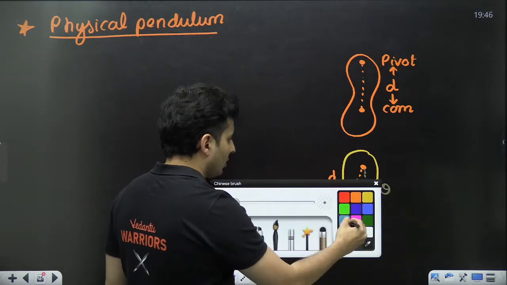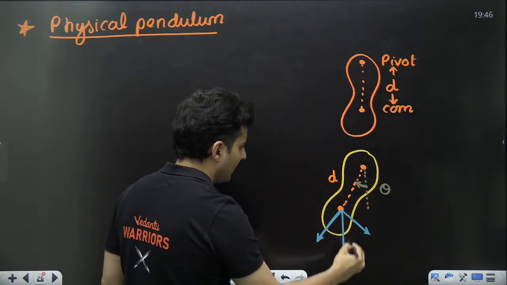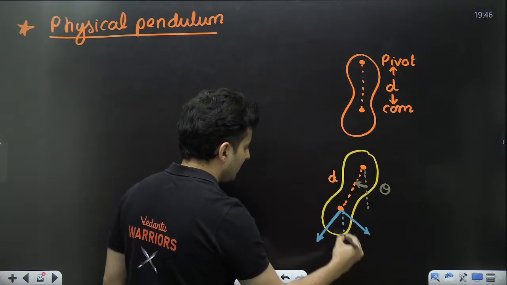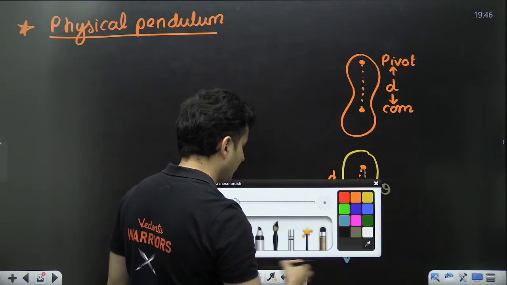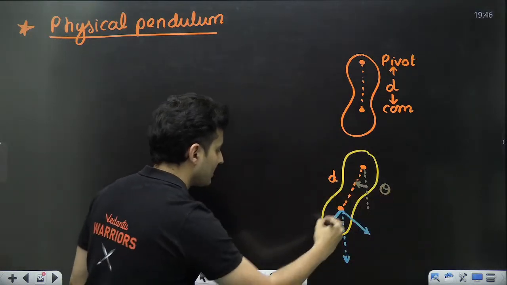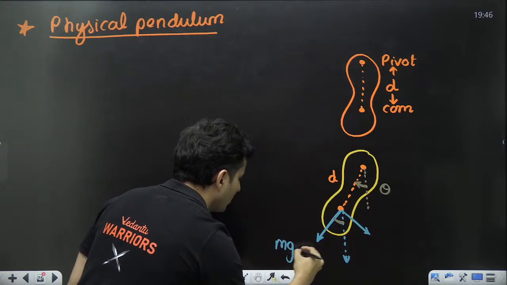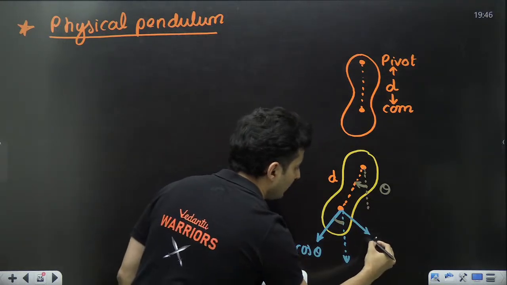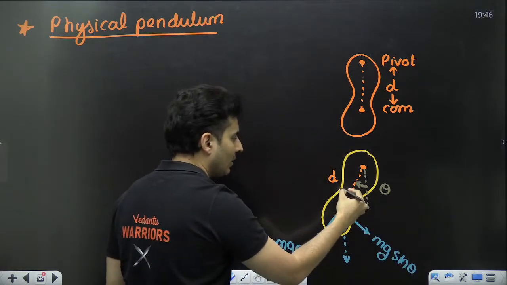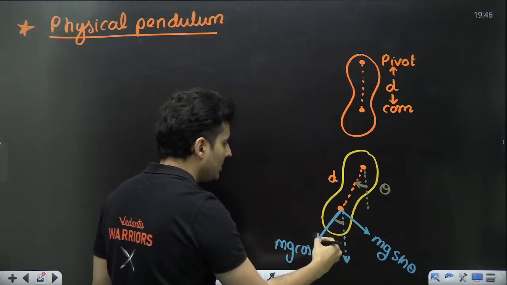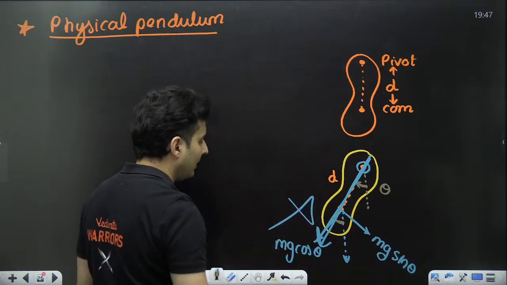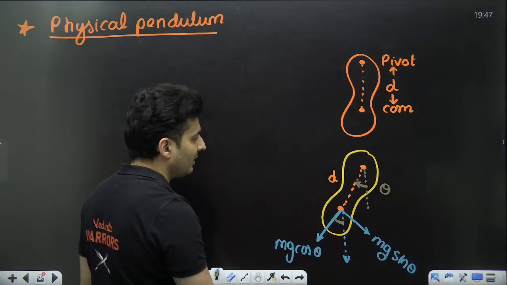Then the mg force which is there, because this will be theta, because this would also be theta, this would be theta obviously. So that's why this will be mg cos theta and this will be mg sin theta. Mg sin theta causes a torque. Mg cos theta is passing through the pivot, so this force does not cause any torque.